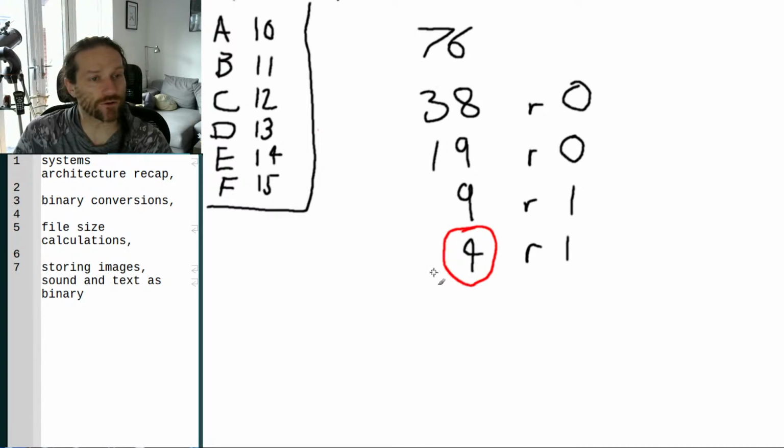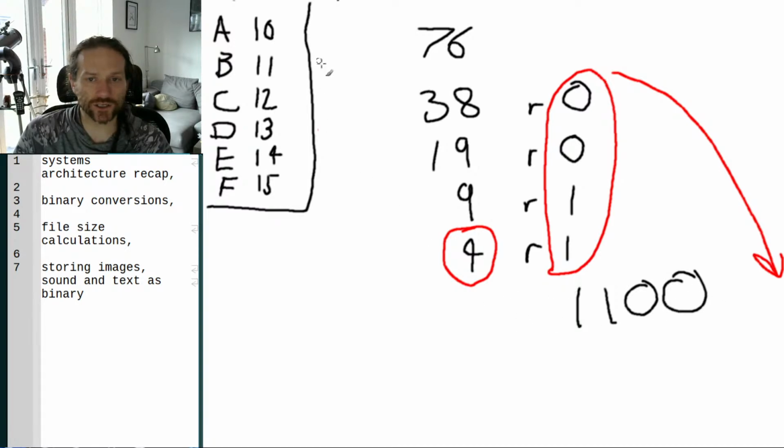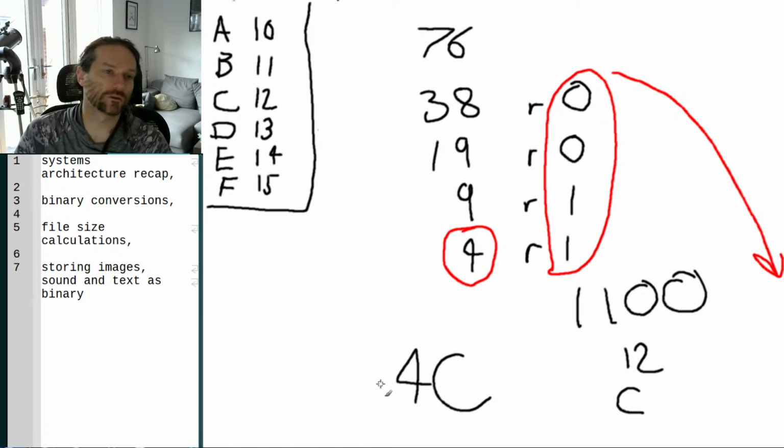This is still our first digit, and then we take these numbers here and we rotate them round, so we end up with 1 1 0 0 because we've rotated them round this way. We then just do that conversion. 8 plus 4 plus nothing is 12. So 12 is our second digit. Okay, so 12 is C. So 76 when converted to hexadecimal is 4C.